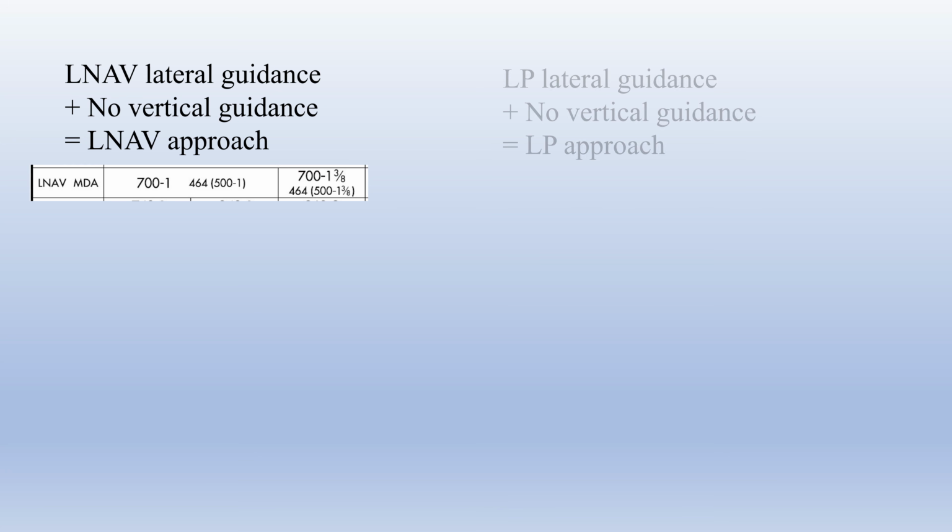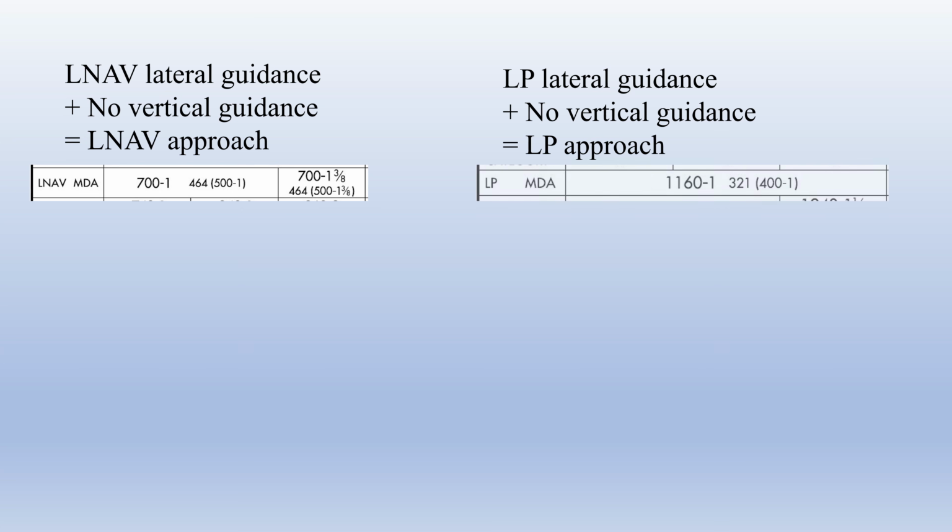So there are still approaches that you can shoot when you don't have vertical guidance. The two different types of approaches you can have: if you have LNAV lateral guidance and no vertical guidance, you have an old-fashioned LNAV GPS approach, and that's what that line of minimums is for. And if you have LP lateral guidance, but no vertical guidance, then you have an LP approach, and that's what the minimums look like there.